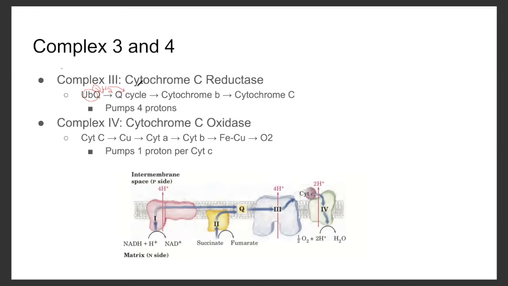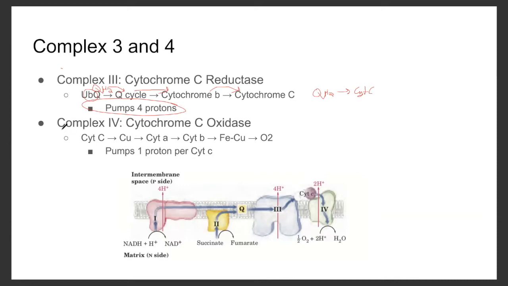And then once the electrons are in the Q cycle, they pass on to cytochrome B, and then that is passed on to cytochrome C. So essentially, the net reaction is electrons are moved from QH2 to cytochrome C. And because cytochrome C gets reduced, hence the name cytochrome C reductase. This process pumps 4 protons. The way I would understand this complex is through this electron pathway and the protons it pumps.